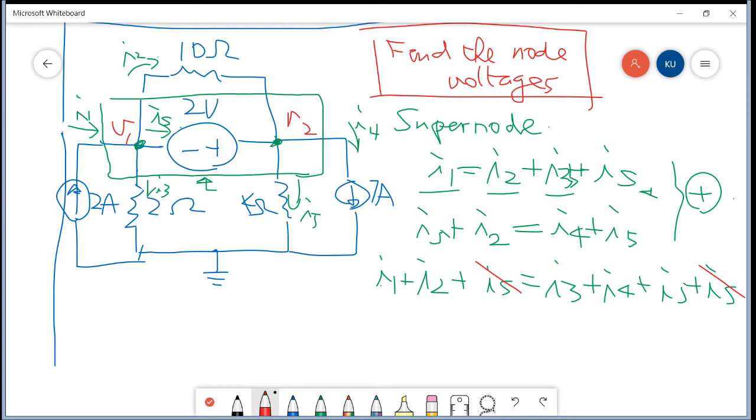Well, I forgot the term I2 on both sides. And actually I2 and I2 can be cancelled. So finally, we have I1 equals I3 plus I4 plus I5. Something like this.